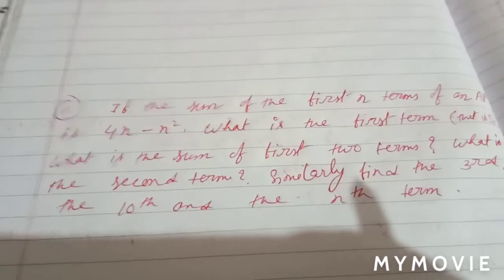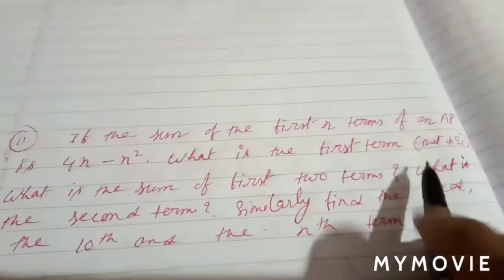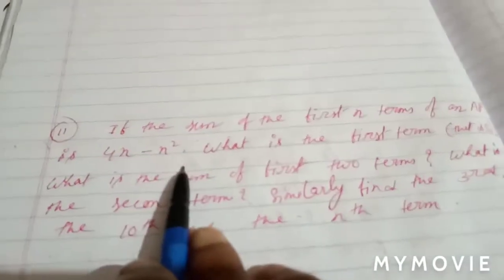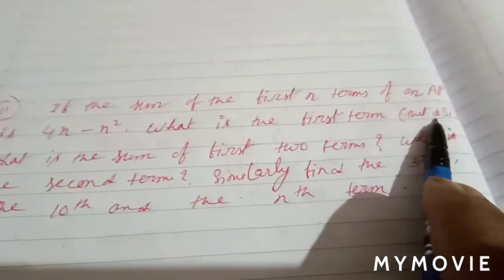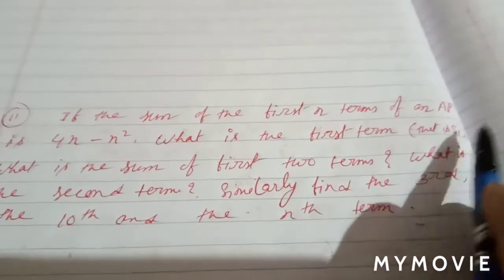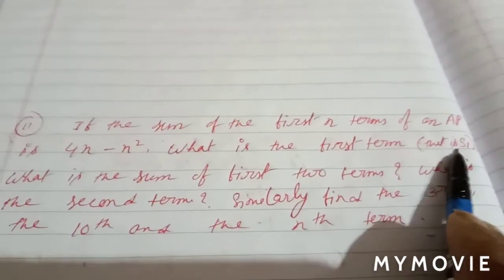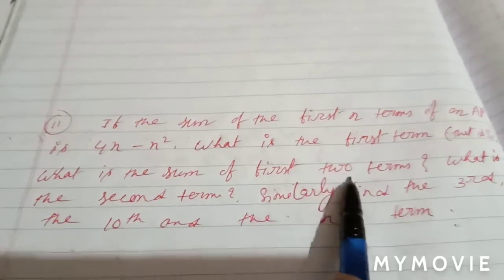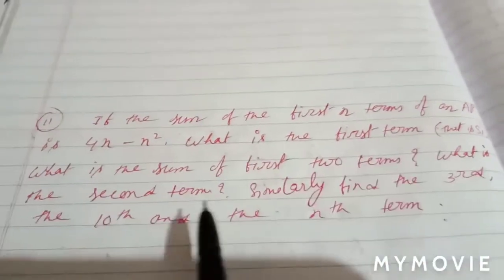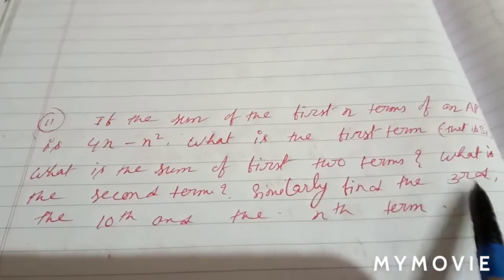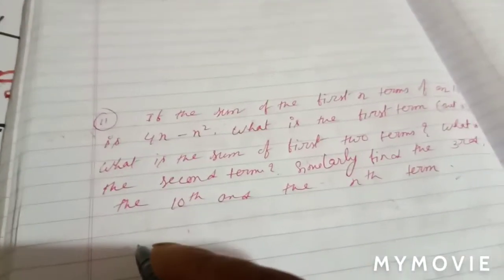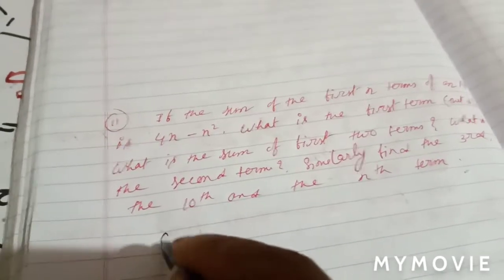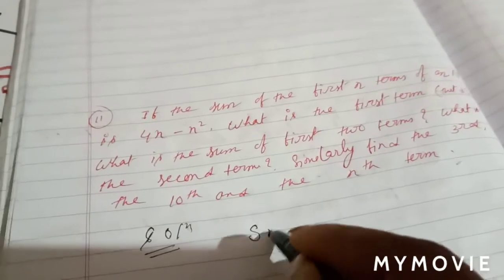Question number 11. If the sum of the first n terms of an AP is 4n minus n square, what is the first term? First term will be S1 only, because the sum of the first term and the first term are the same. And what is the sum of the first two terms? S2 to find out. What is the second term? Similarly find the third, tenth and the nth term. This is a little bit different but easy. See, here they have given Sn. How much?